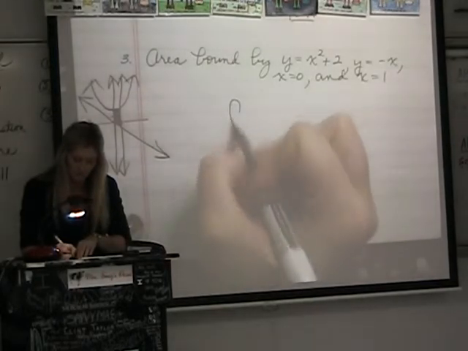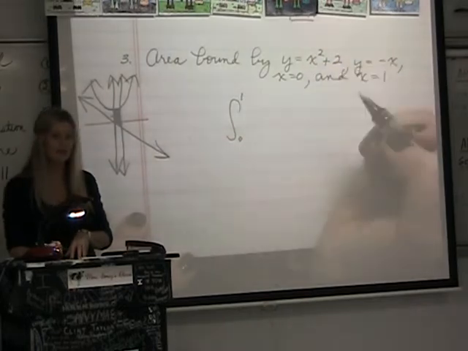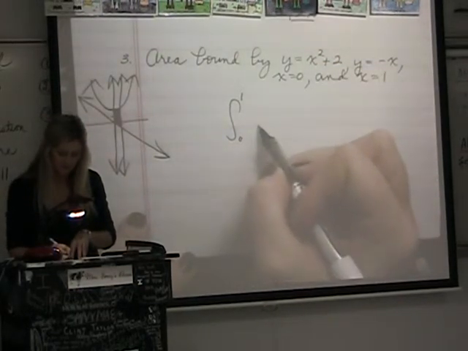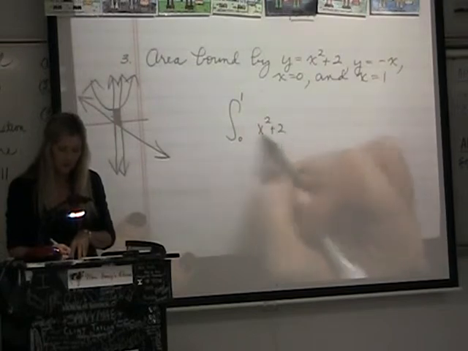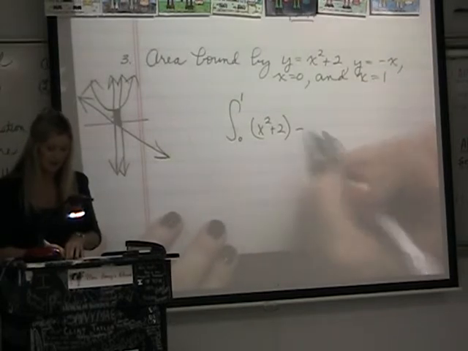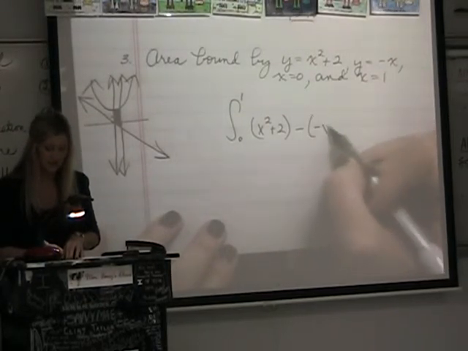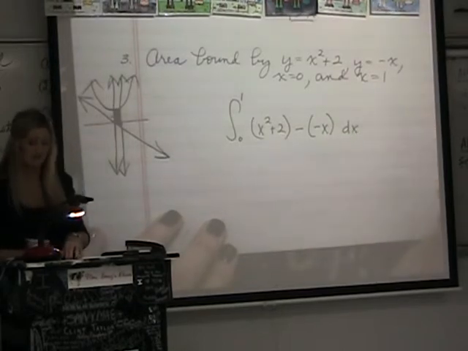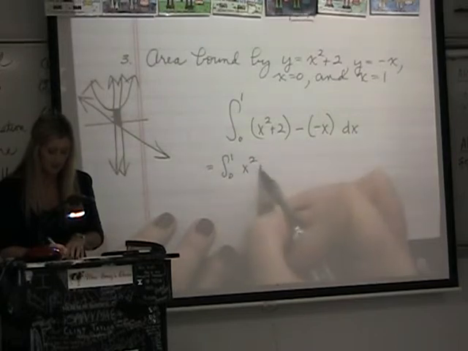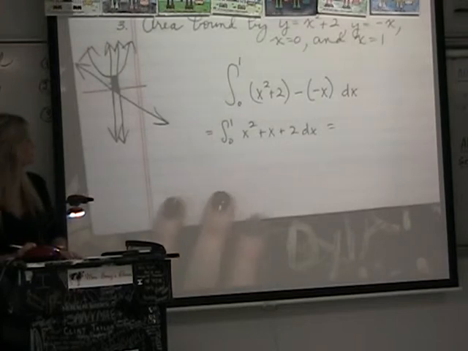The integral from what to what? From 0 to 1 of, which one comes first? The x squared plus 2 comes first because it's the top bound. Minus the bottom bound, which is negative x. Minus the negative x is plus x. So I'm going to say x squared plus x plus 2. We're going to work this one out by hand, no calculator.